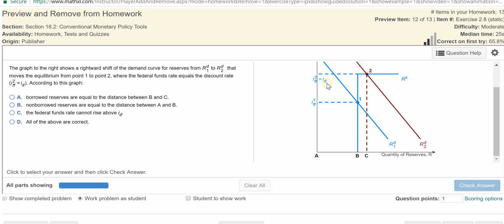is either equal to or below the discount rate, and the reason simply being the cost of the borrowing for the banks. If the federal funds rate rises above the discount rate, then the banks could simply save the cost by borrowing from the Fed rather than borrowing from each other. So that's why in theory the federal funds rate cannot rise above i_D. So this is also correct. So that means all of the above are correct. So we should choose this D here.